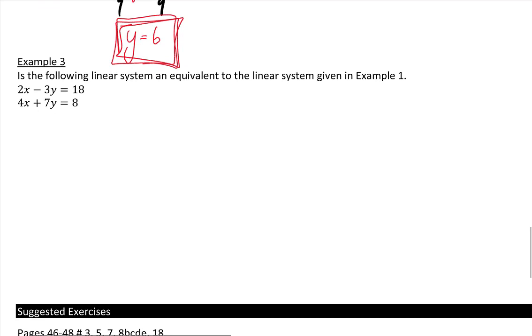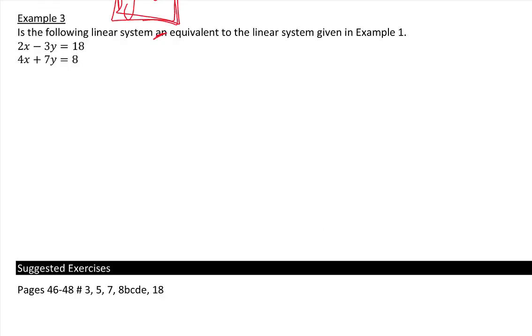Final example for today. Is the following linear system equivalent to the linear system given in example 1? And remember, to be equivalent, this is the important part, it means that these two equations must pass through the same point of intersection, which we already know from above was (-2, 6). So we could go and graph it, we can use substitution, but the most efficient way to check if a point belongs to these lines is to do our verification.